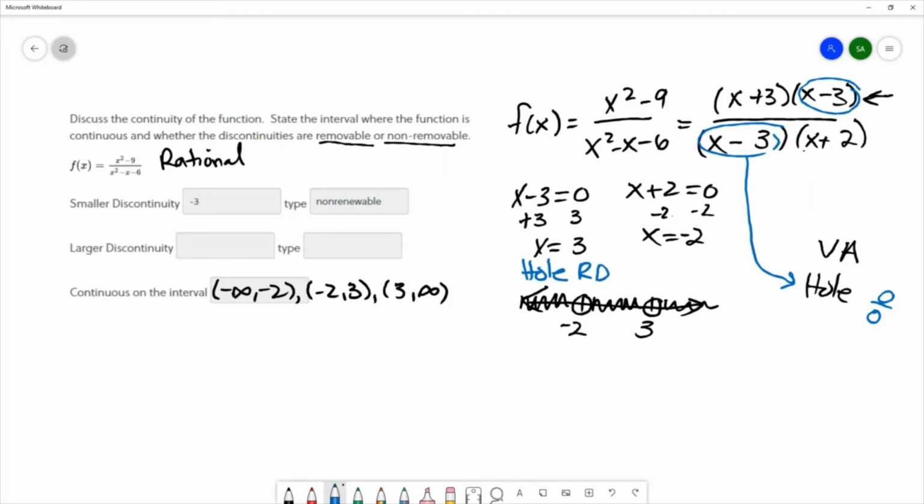Now we look at the other factor of x plus 2, and there's no common factor. So at that point, that's going to create a vertical asymptote. And the vertical asymptote is a gap in the graph that's bigger than a single point, so that's going to be non-removable. So we've got the smaller discontinuity, that's negative 2, and that would be non-removable. And then the larger discontinuity is at 3, and that one's removable.